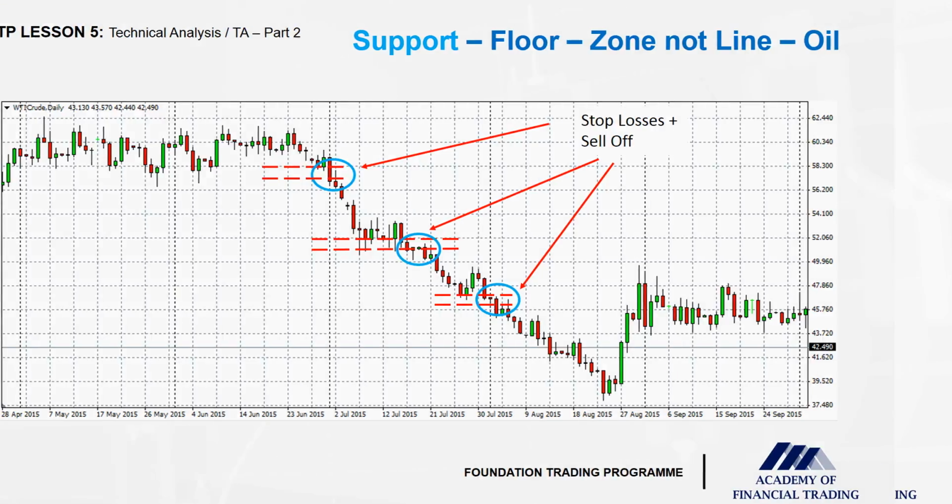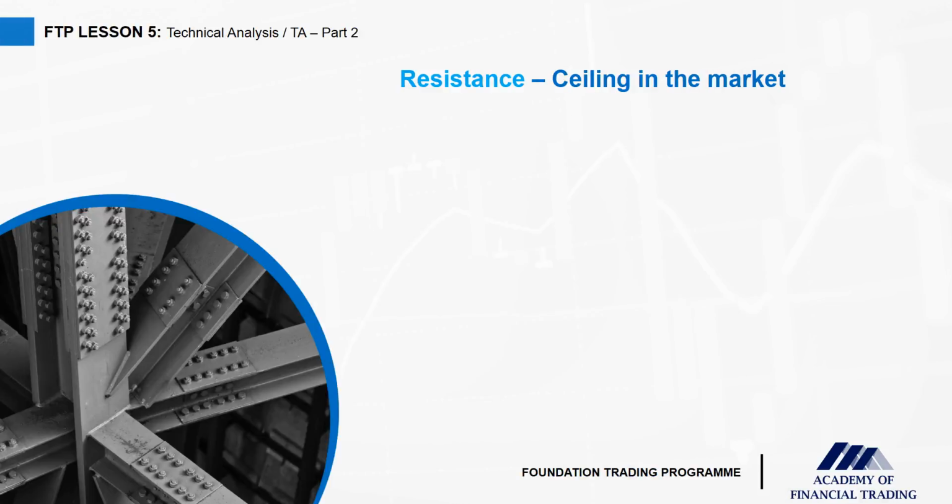Now, obviously, we've been talking about floors. There's a lot. But on the other hand, there is, of course, the opposite. There is resistance. There is the ceiling in the market. So we've seen all the floors. Obviously, now we're going to look at the ceilings a little bit. Now, remember, we don't care whether it goes through the ceiling or whether it goes through the floor. Why do we not care?